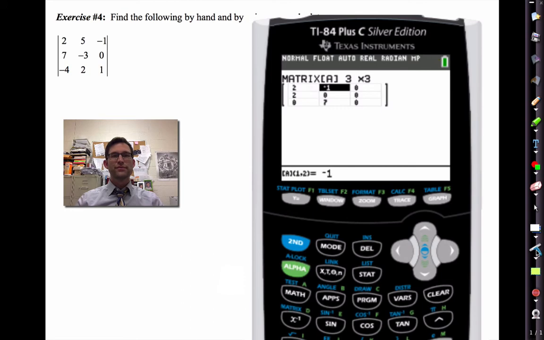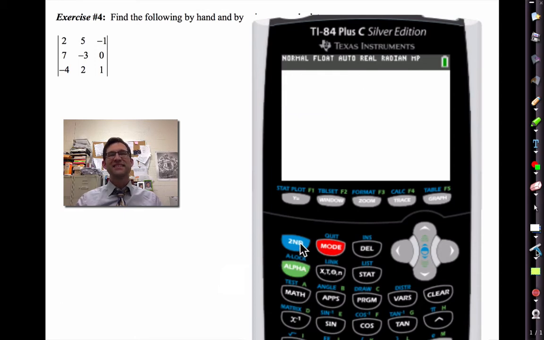Let's do 2 and 5, negative 1, 7, negative 3, and 0, negative 4, 2, and 1. I love it because matrices fill up by the row. First row, second row, third row. All right, now let's exit. All right, now I'm back up to the main screen.